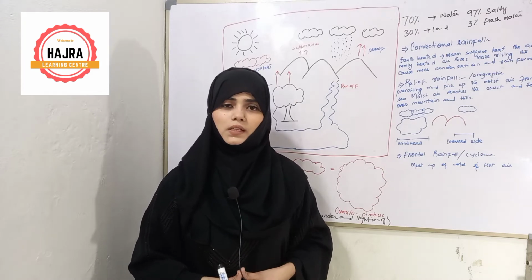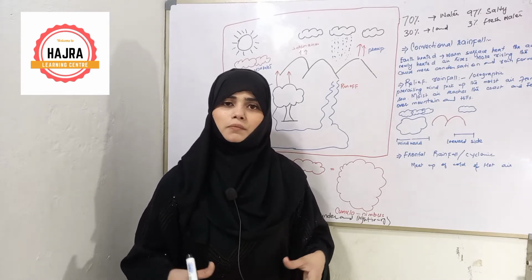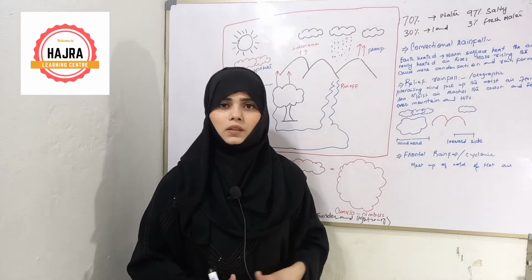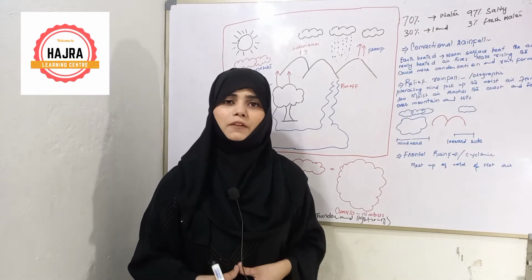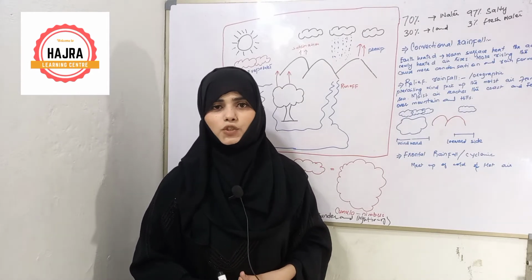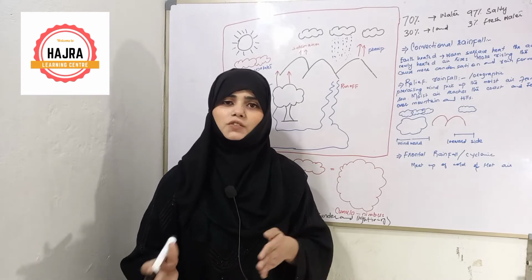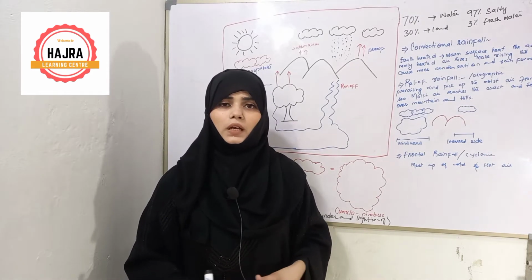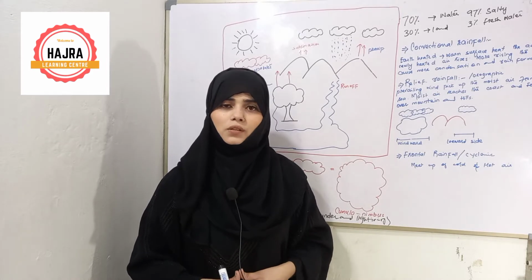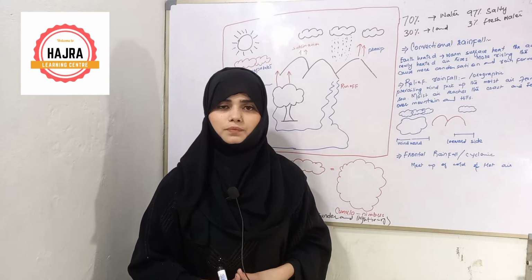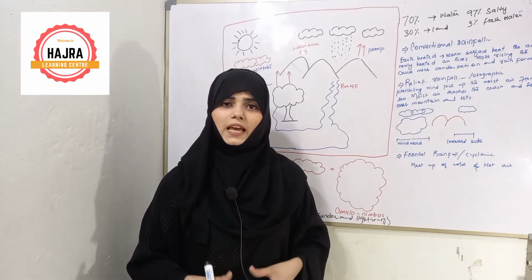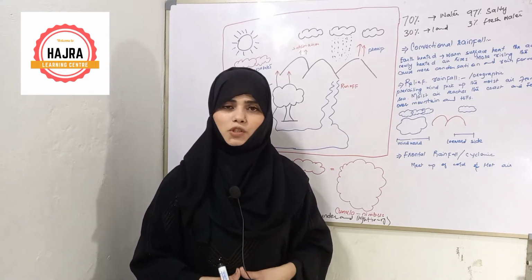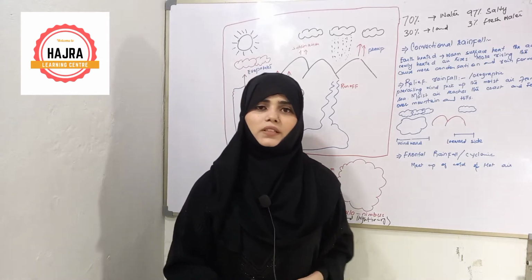In water cycle, a number of processes are happening. Number one is evaporation or transpiration. Evaporation and transpiration, these are two topics. Number two, condensation. Number three, precipitation. What is evaporation and transpiration? Just look at this diagram.